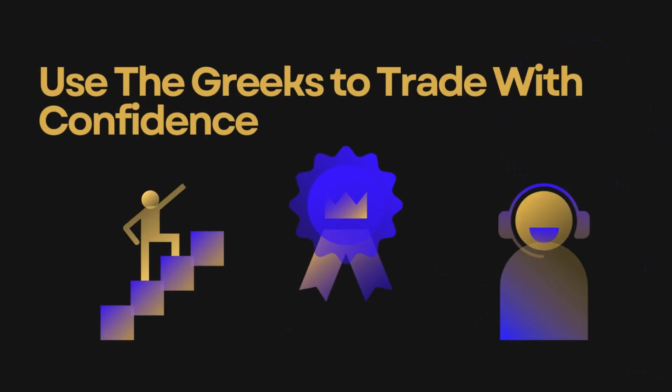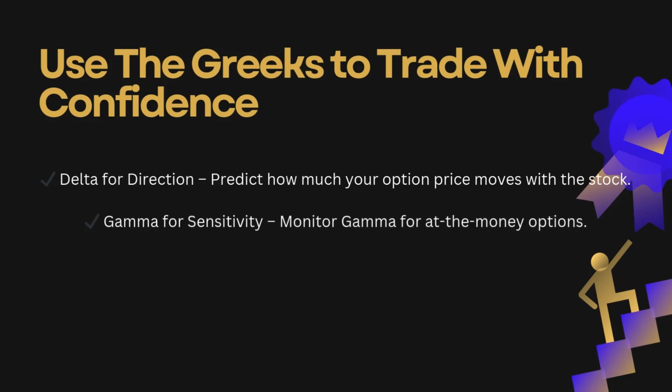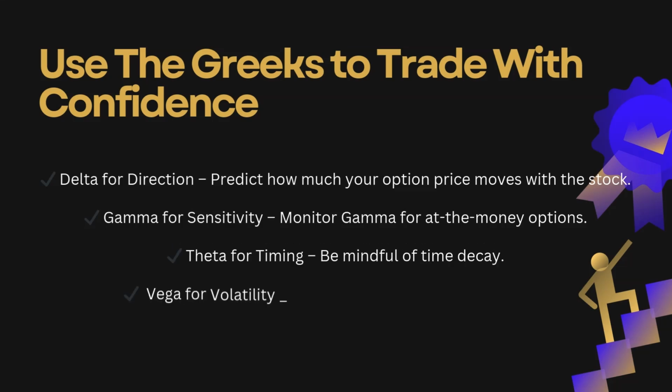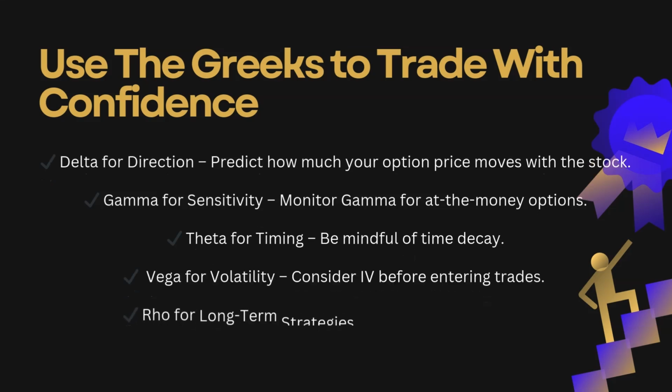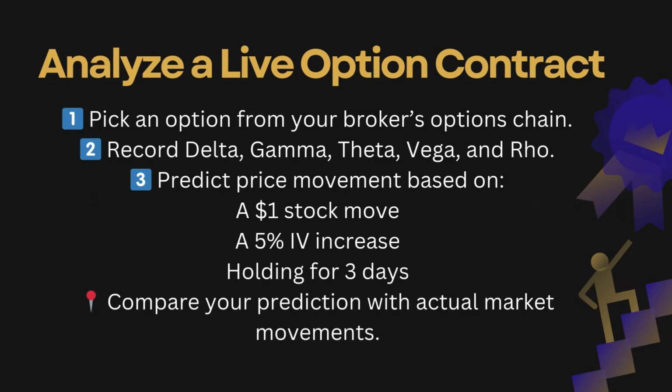How to use the Greeks to trade confidently. Delta for direction: predict how much your option price moves with the stock. Gamma for sensitivity: monitor gamma for at-the-money options. Theta for timing: be mindful of time decay. Vega for volatility: consider IV before entering trades. And Rho for long-term strategies: factor in Rho for LEAPS. By understanding the Greeks, you'll manage risk more effectively and trade with greater confidence.